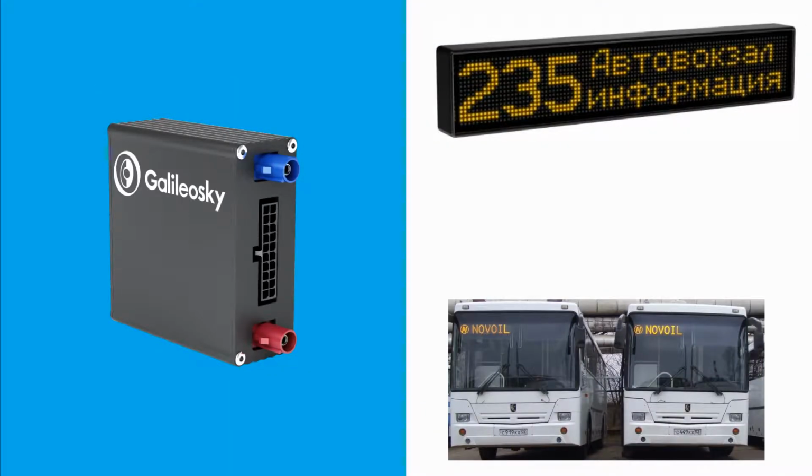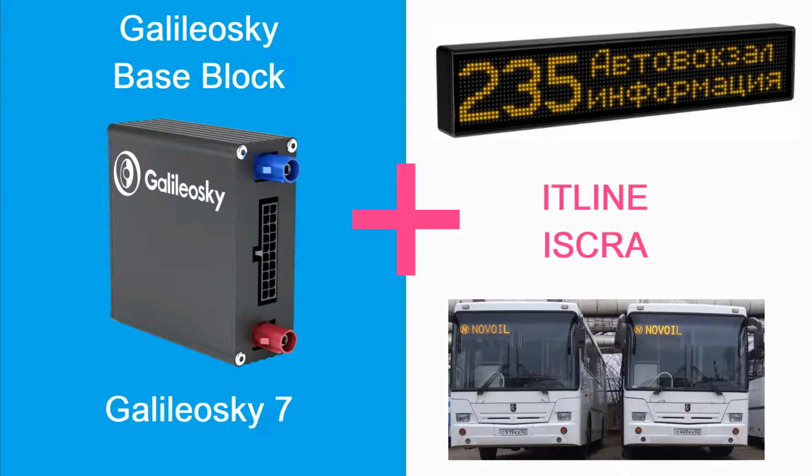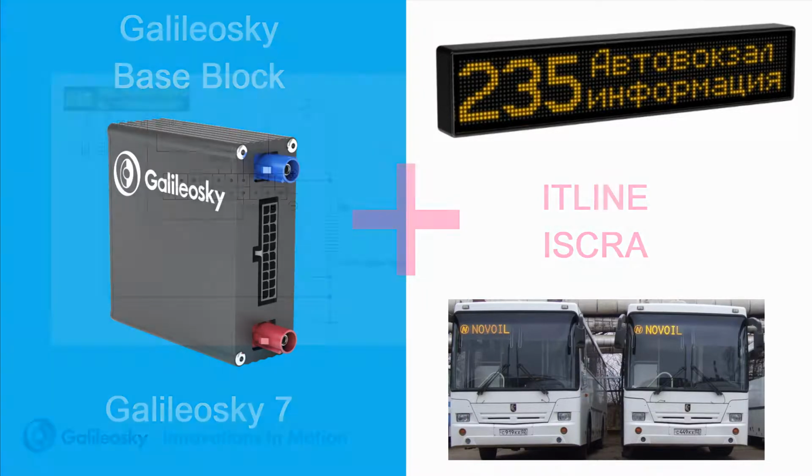The information board in public transport is aimed at displaying information about the route number and station name. Besides, the board allows transmitting advertising messages. This functionality is available in all versions of base block and Galileosky 7 tracking units, if equipped with an SD card, and is carried out by means of Easy Logic technology. The information may also be played back as an audio track by means of the Audio Informer function.